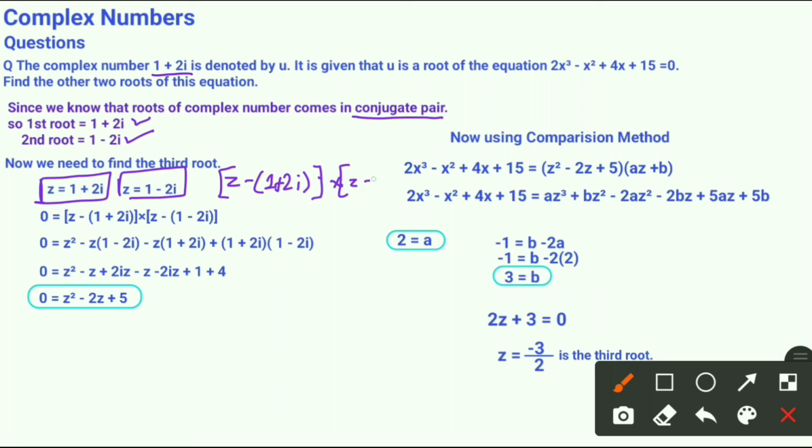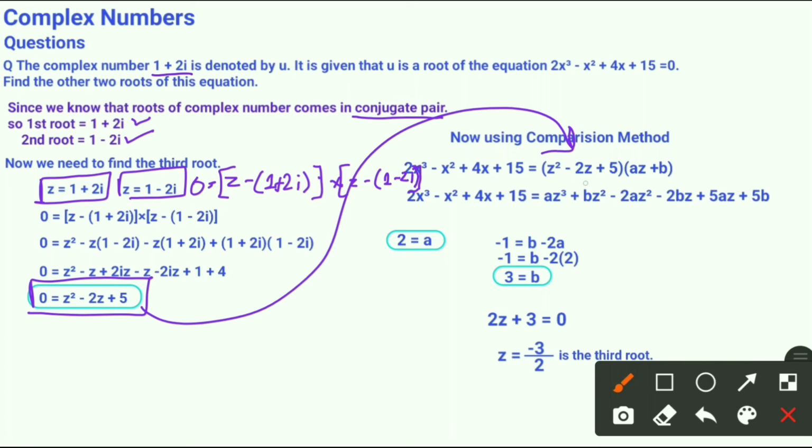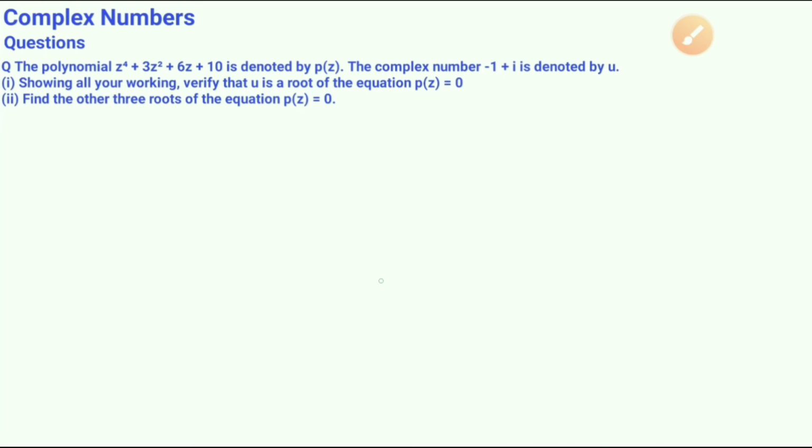Multiply by z minus 1 minus 2 iota. Same thing as we have been doing in quadratics. If we multiply these two, then we get this original equation. Then we use the comparison method, and we got this, the third root.